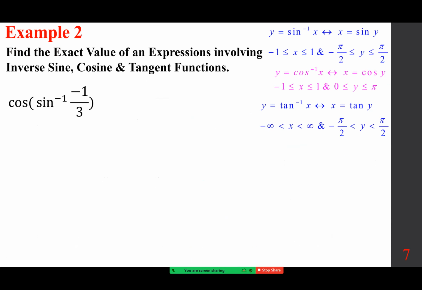All right, let's look at this example. We are interested in cosine of sine inverse of negative 1/3. If we set this equal to theta, that means sine theta is negative 1/3. So we are looking to find cosine theta given sine theta.